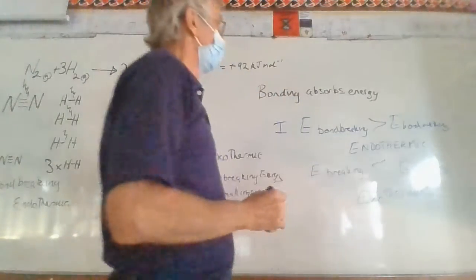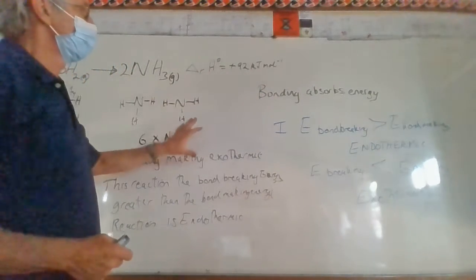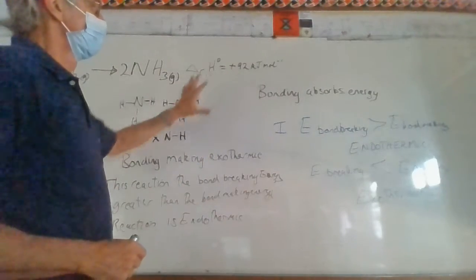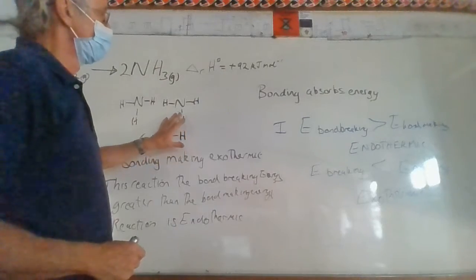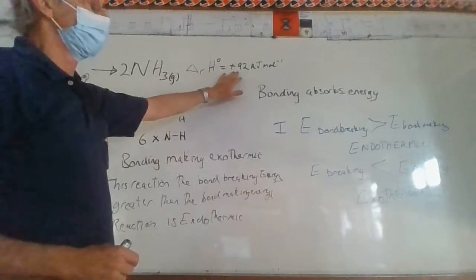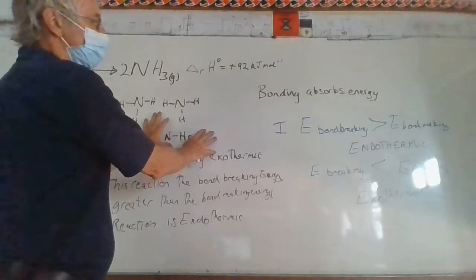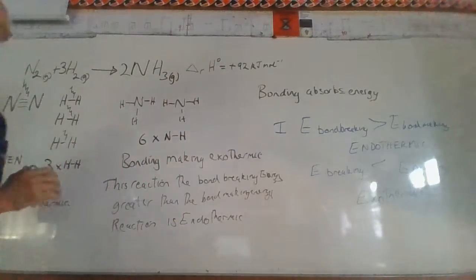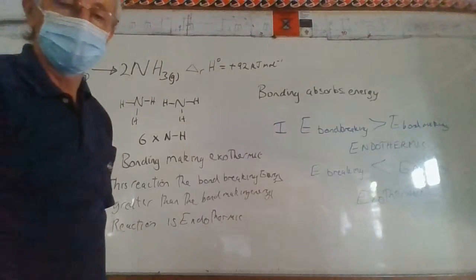Okay, and the figure given there, the energy change, is the difference between the two things there. So if it's positive, the bond breaking process is bigger than the bond making energy, and it absorbs heat. If it's the other way around, if the energy released in bond making is bigger than the energy absorbed in bond breaking, it would be exothermic. I haven't put an example of that in the book.